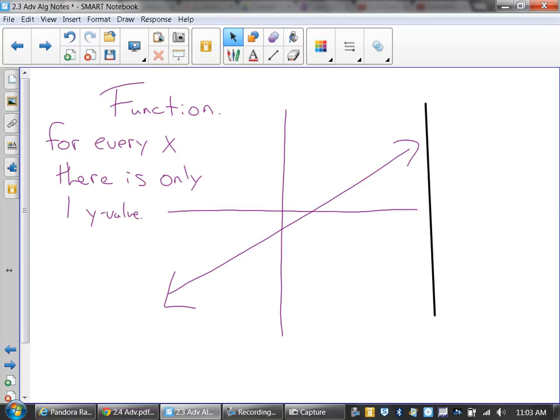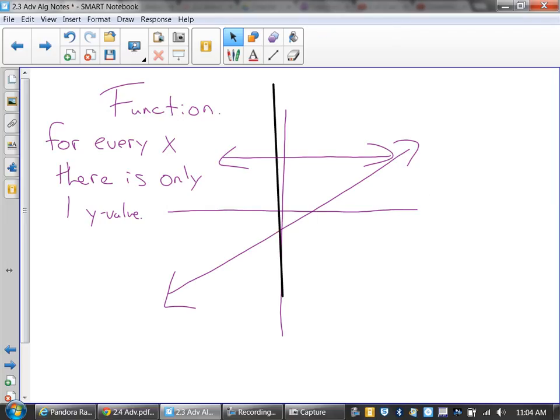Yes, sir? So the only way a function wouldn't work is if we had a horizontal line or a vertical line? Horizontal lines are functions. Vertical lines are not. Okay. Horizontal lines are functions because they'll pass that vertical line test. But if I have a vertical line, all of a sudden I'm touching it in more than one spot. I'm touching it in infinite spots, therefore it's not a function. Okay.